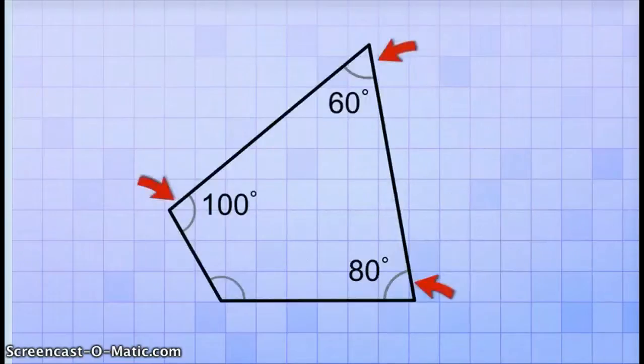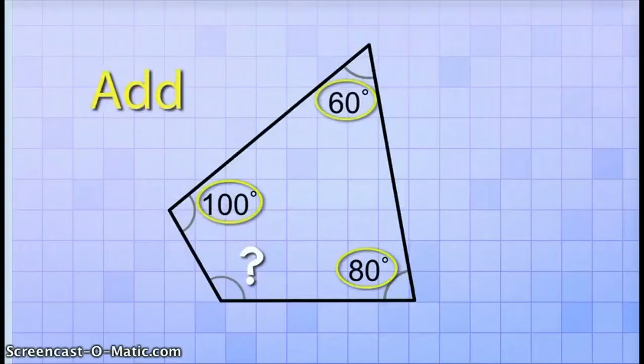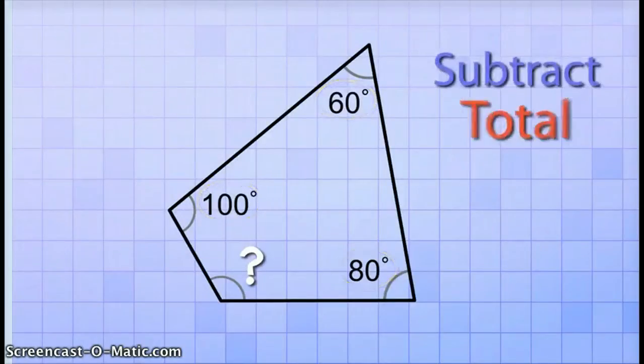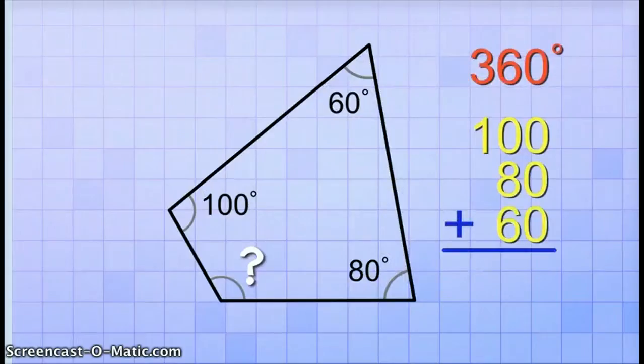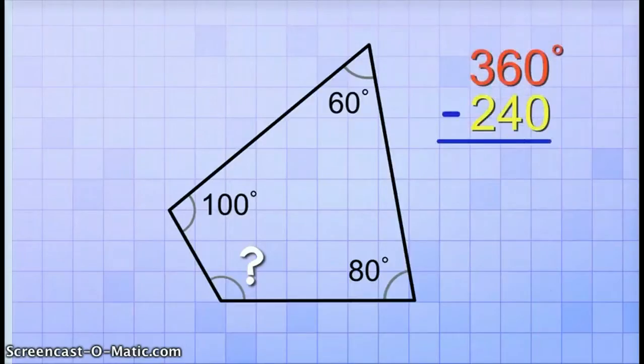Quadrilateral. We're told what 3 of the angles are, but the 4th one is unknown. To find the unknown angle, all we have to do is add up the 3 angles that we do know, and then we subtract that from the total, which we now know is 360 degrees. So, 100 plus 80 plus 60 equals 240. And then, 360 minus 240 equals 120. So the unknown angle is 120 degrees.